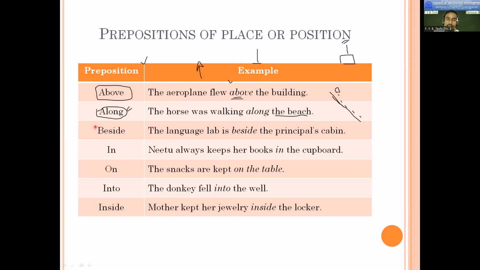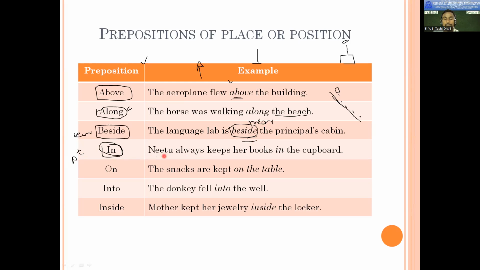Then the next preposition is beside. The meaning of beside, you can take it like near. So the language lab is beside the principal's cabin. When you say beside the principal's cabin, you can take the meaning like near or next or close. So that can be the meaning of beside. You can make other sentences also. You can say the school is beside the temple, or my farm is beside the lake. Okay, like this.